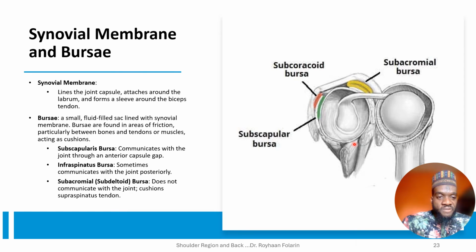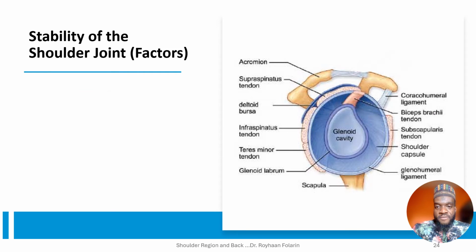So we also have the subacromial bursa, otherwise known as the subdeltoid bursa. So that is around here. So you have the deltoid over it. This does not communicate with the joint, but it cushions the supraspinatus tendon that comes from the supraspinatus muscle. So this bursa helps to reduce the friction between these tendons and muscles and the joints where they are functioning.